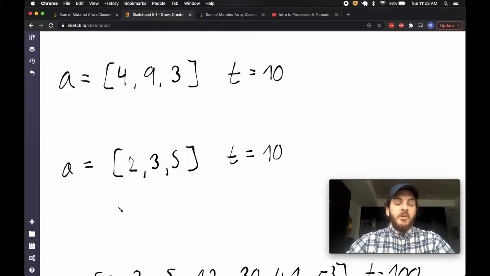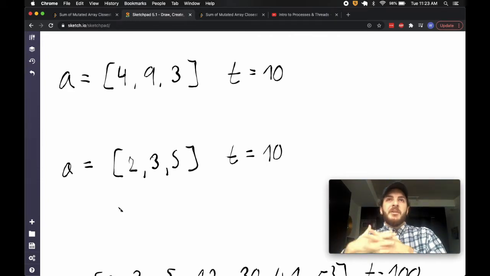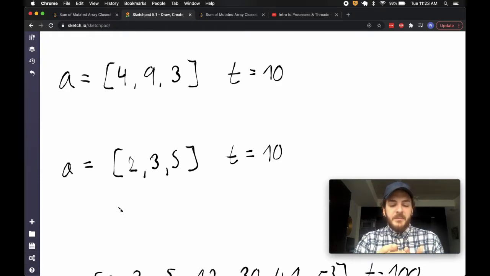Now, we look at a few of these examples here, so I've copied them over, and I think one thing that needs to be addressed right off the bat is, if we're looking for all the numbers that are greater than a certain value, the intuitive first step to take would be to sort this array.